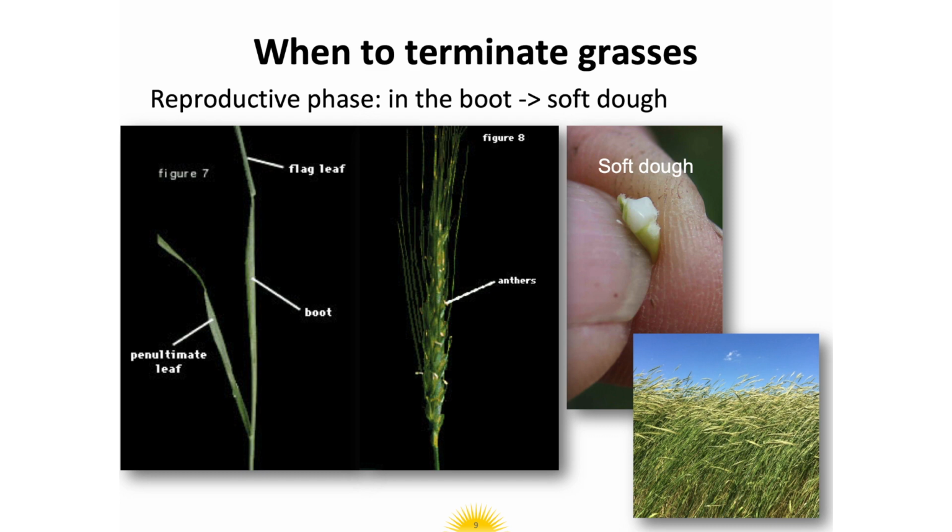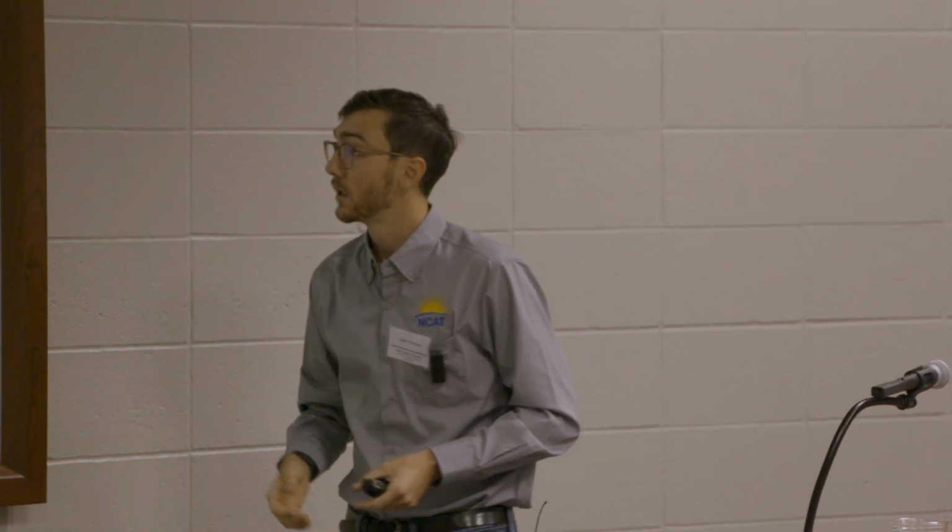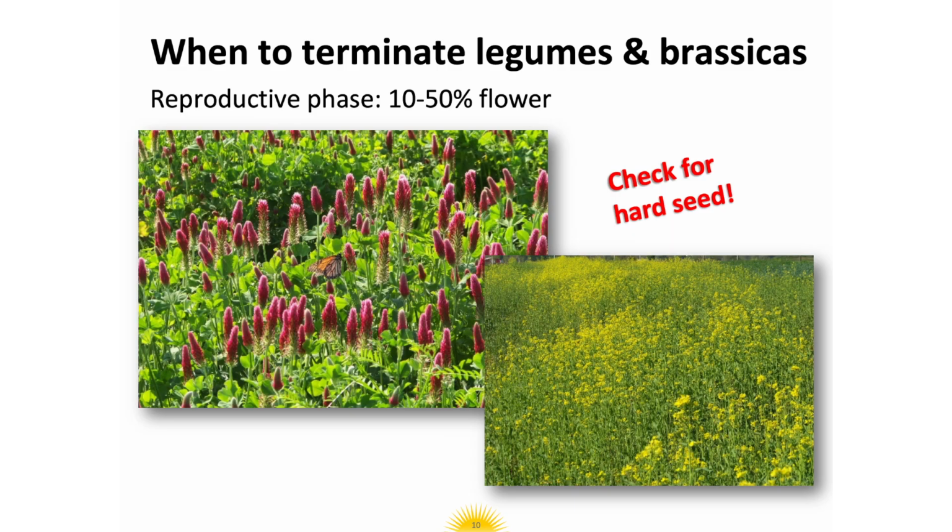The later you get, the easier it is to kill, either by mowing or rolling and crimping it. You just don't want to get beyond the soft dough stage, because once that seed is hard, then you're going to have rye seed back in the soil and it can become a weed problem. So that's just a visual depiction of that reproductive window for rye, and it's also very similar for grains like wheat.